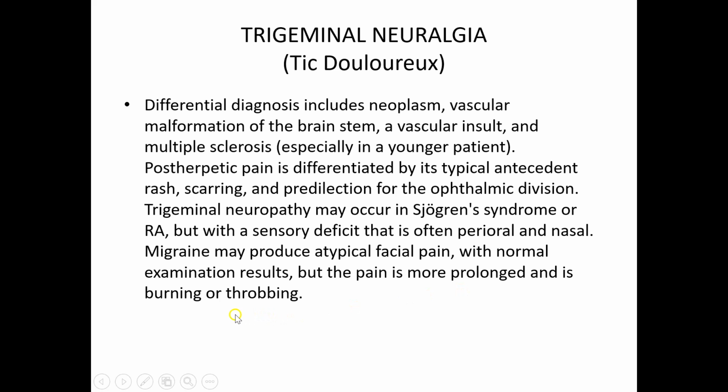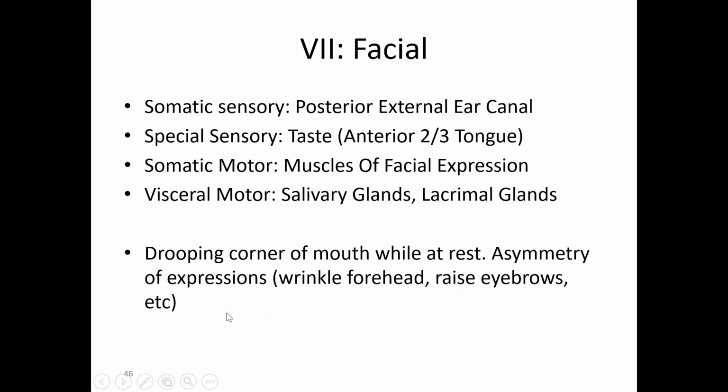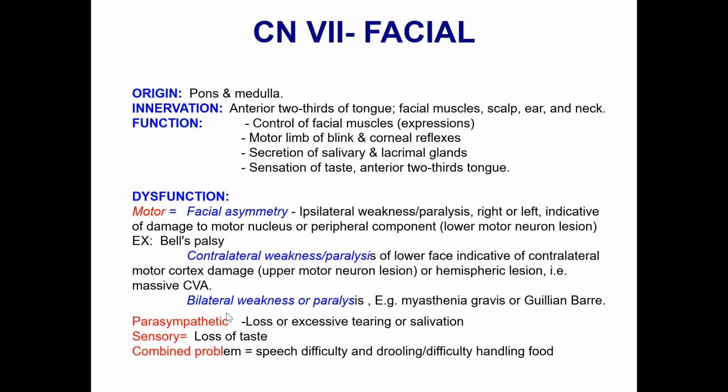And the pain of the migraine is burning or throbbing in quality. Now, another important nerve is the facial nerve, the seventh cranial nerve, which is, as we discussed, a mixed nerve having sensory and motor components. Sensory components are somatic sensory and special sensory. Somatic sensory supplies the posterior external canal. Special sensory supplies taste to the anterior two-thirds of the tongue. Somatic motor components supply the muscles of facial expression, while visceral motor supplies the salivary glands and lacrimal glands.